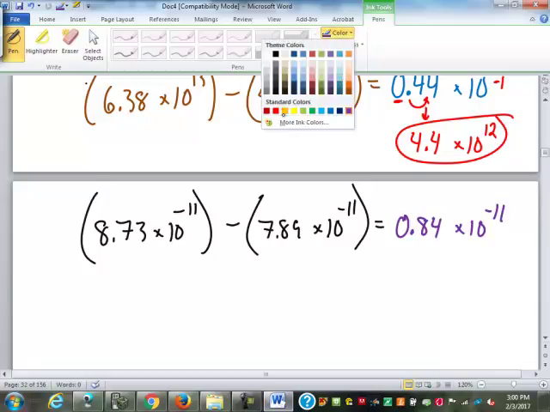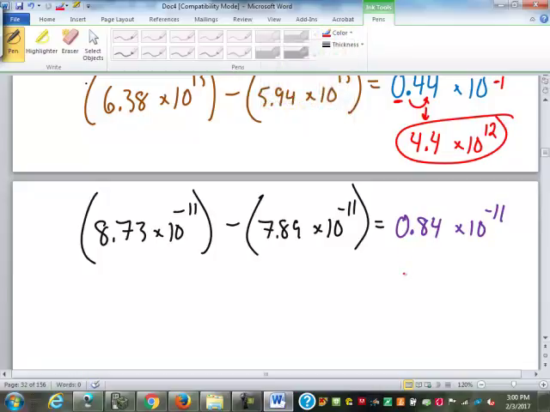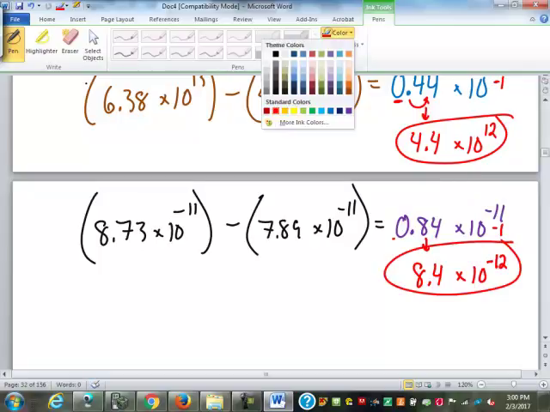What do we have to change? Change it to 8.4. 8.4, good. Now this time the number got larger again. The power has to get smaller. Negative 11 minus 1? Negative 12. Negative 12, very good.